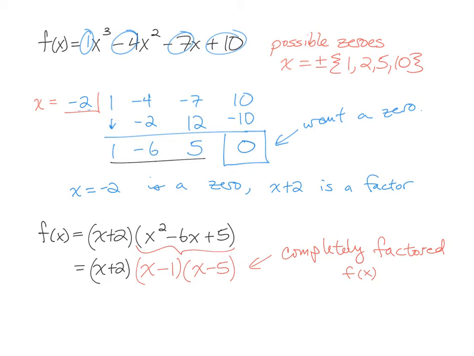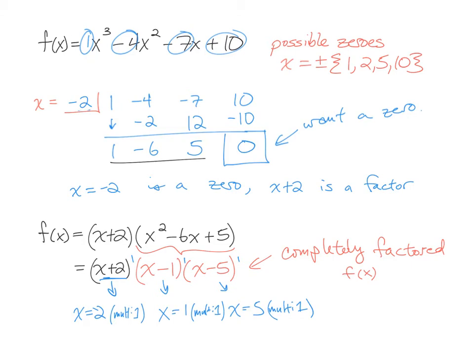Once you completely factor f of x, it is very easy to find the zeros like we did in the last example. The zeros here would be x equals -2, my bad, x equals 1, and x equals 5. Guess what else we can do? We can call these with multiplicities. So we can say multiplicity 1. Here we can say multiplicity 1. Here we can say multiplicity 1.